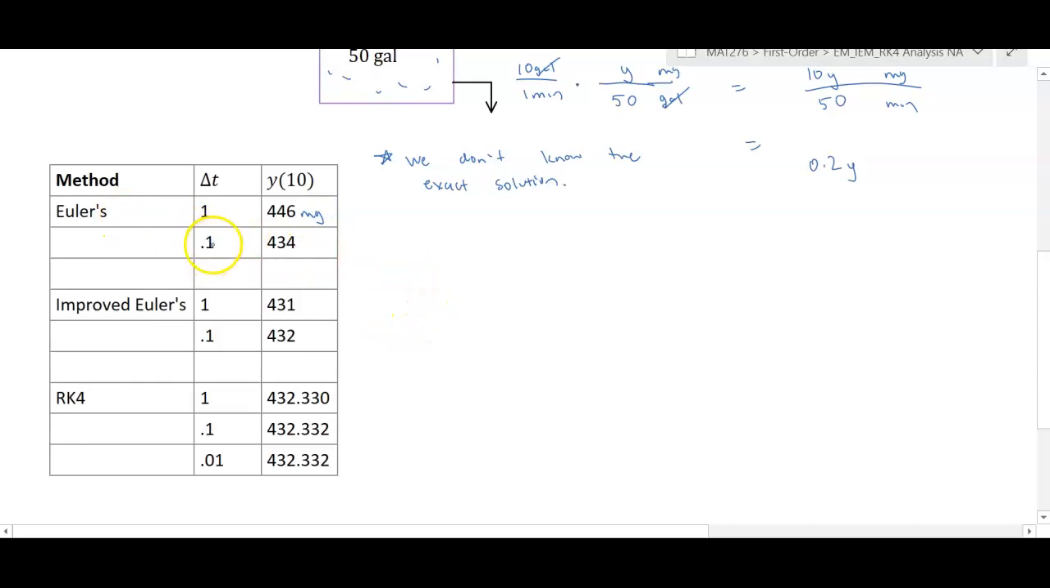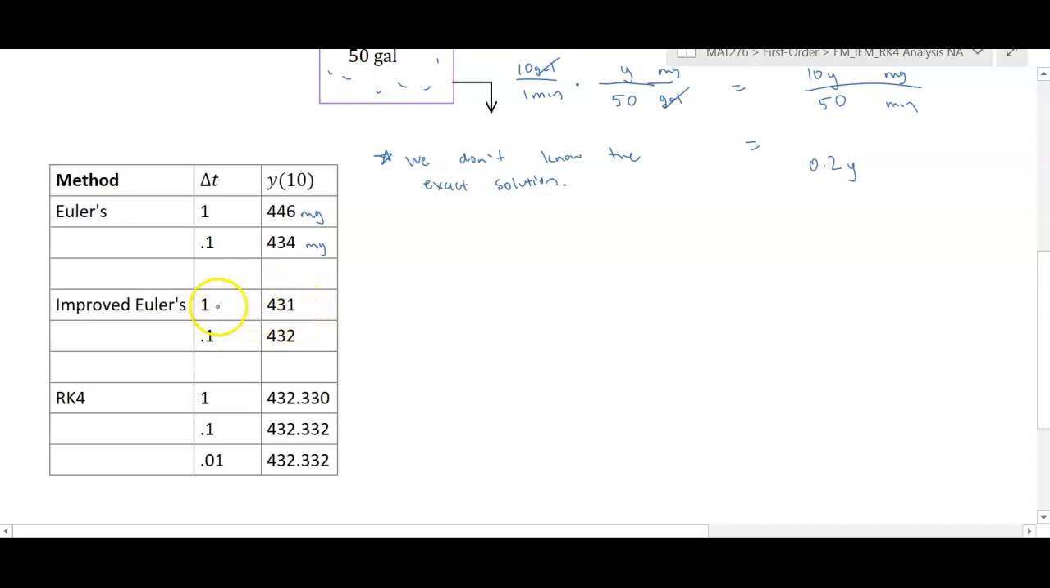With 0.1 step size, we get 434 milligrams. And you can see that there's a relatively big jump, right? From 446 to 434. Not tremendous. In a lot of cases, this could be more dramatic, but for this example, because our differential equation is pretty stable in terms of the rates of change generated, we're not going to get huge changes in Euler's method. But look at improved Euler's method. For step size of 1, we get 431.